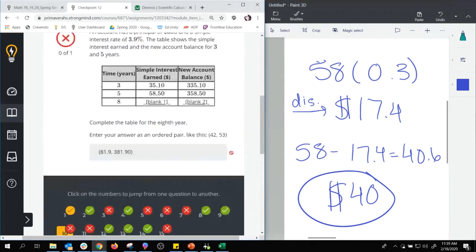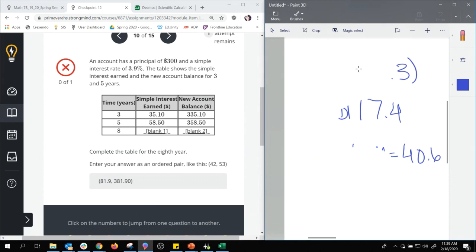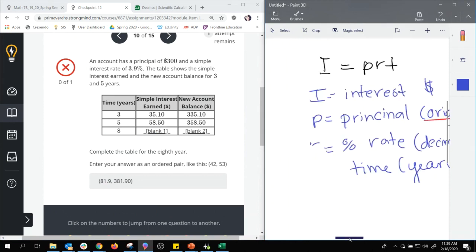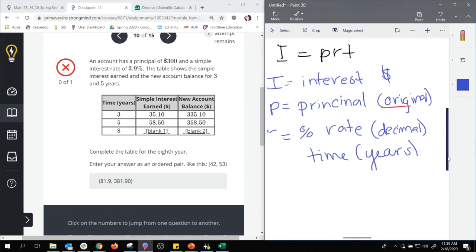All right. Next one is number 10. It says that an account has a principal of $300 and a simple interest rate of 3.9%. The table shows simple interest earned and the new account balance for 3 years and 5 years. So our goal is to figure out how much money in interest he earned after 8 years and what the new account balance is.